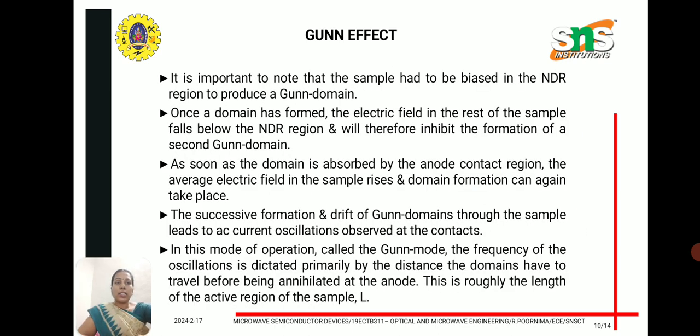The diode is biased in this negative resistance region to produce the Gunn domain. Once the domain is formed, the electric field in the sample falls below the negative resistance region, and this inhibits the formation of a second Gunn domain. As soon as the domain is absorbed by the anode contact region, the electric field in the sample rises, and domain formation can again take place. This is how AC current oscillations are produced.